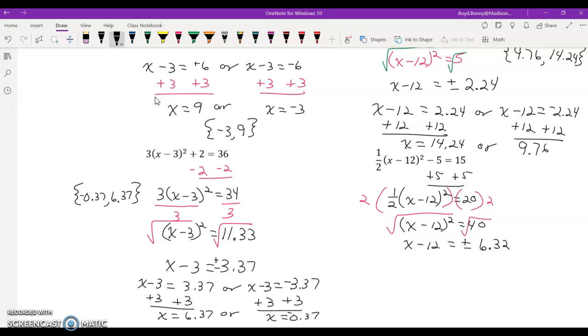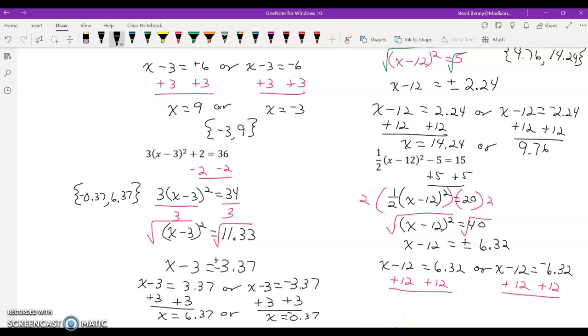So to finish solving this, I need to solve for both roots. x minus 12 equals 6.32, or x minus 12 equals negative 6.32. Here I need to add 12 to both sides. I need to do the same thing over here. Go ahead and add 12 to both sides.